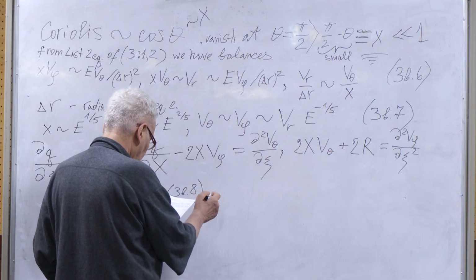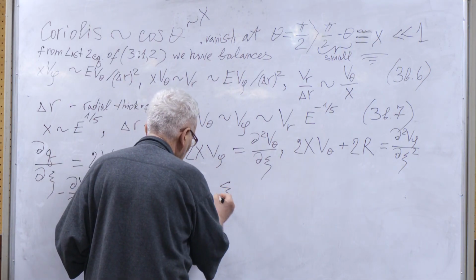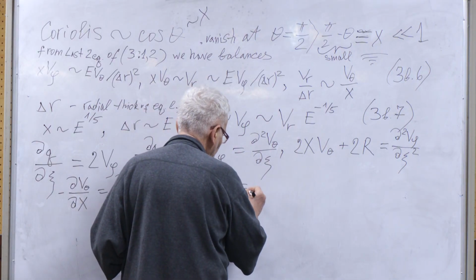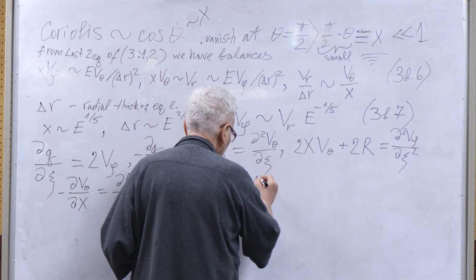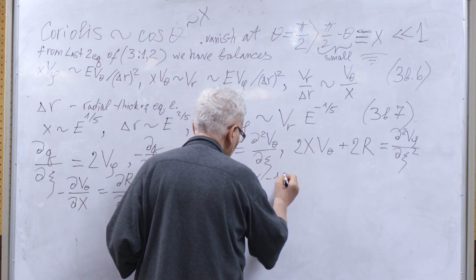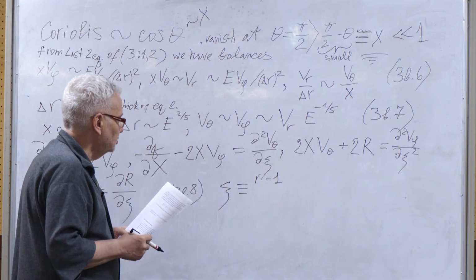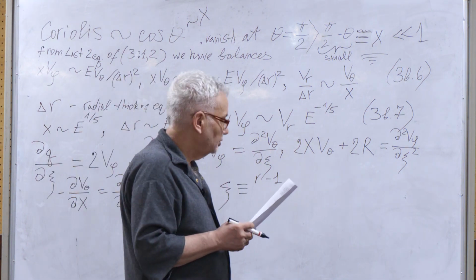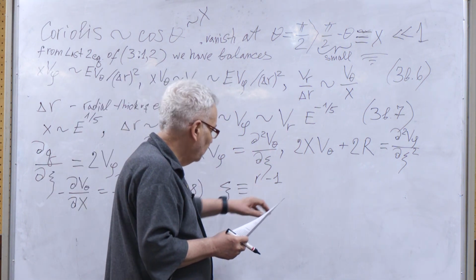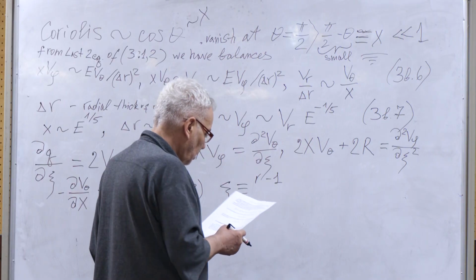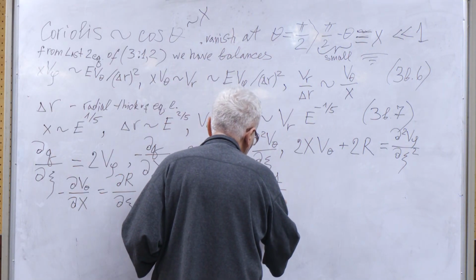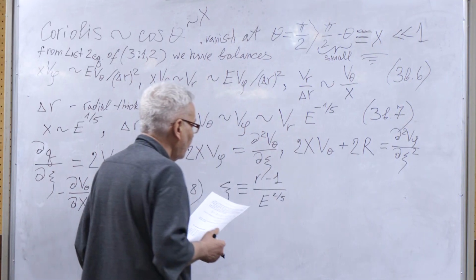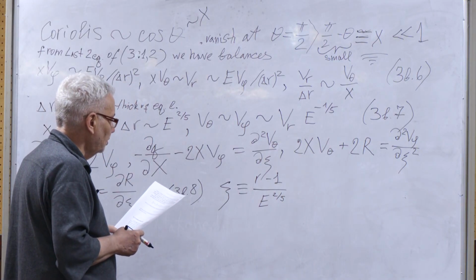And this is the xi variable. Of course, it's related to the radial variable, and by definition, it is r minus 1. So it's near the inner cylinder, or rather out of the inner cylinder, so it's always more than 1. And so it's divided by e to the 2/5. This is the stretched variable.